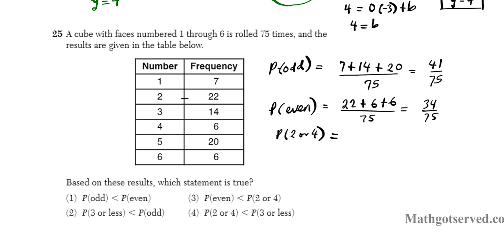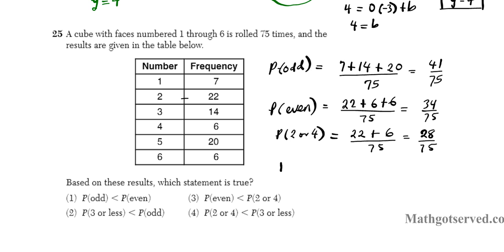Next one is probability of 2 or 4. Whenever you have or, you just simply add your probabilities. So probability of 2 is 22, and then probability of 4 is 6. So 22 plus 6 over total number of outcomes, 75. So this is going to be 28 over 75.